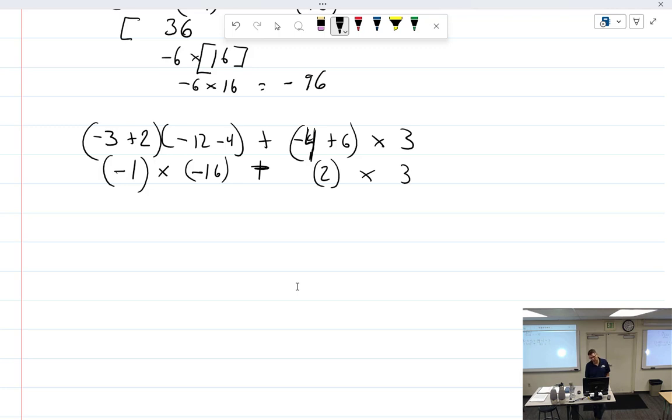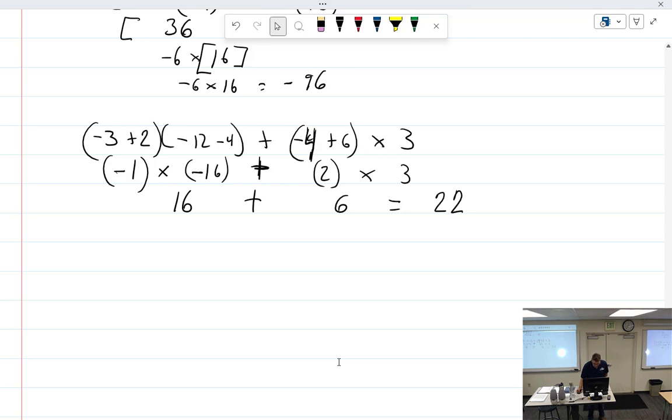So we just go left to right? Yeah? I don't think so. Got a plus here. Multiplication comes first. So we got to do this side then that side. So -1 times -16 is just 16. Plus 2 times 3 is 6. So 16 plus 6 equals 22.